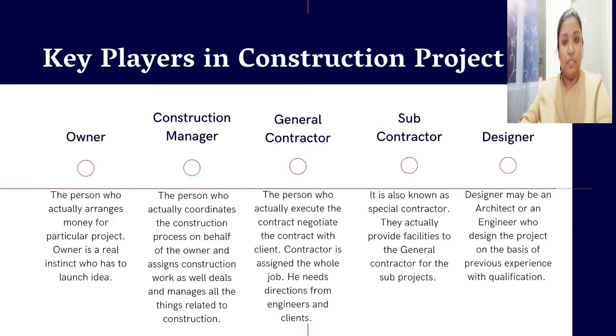So now let's move to a brief understanding of the key players in a construction project. The first one will be the owner. The owner is actually the person who arranges money for a particular project, who is also known as a real estate person, who has the idea to be launched. Now the next one will be the construction manager.